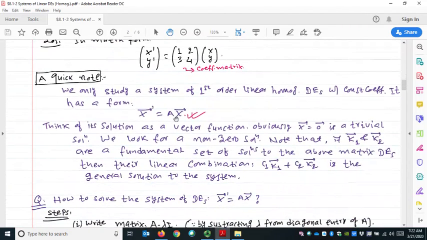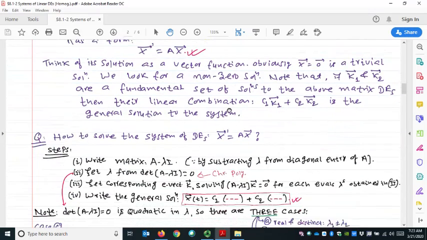Think of its solution as a vector function. Obviously 0 is a trivial solution, so we look for a non-zero solution. Also note that if vector k1 and vector k2 are a fundamental set of solutions to the given matrix differential equation, then their linear combination c1 vector k1 plus c2 vector k2 is the general solution of the system.